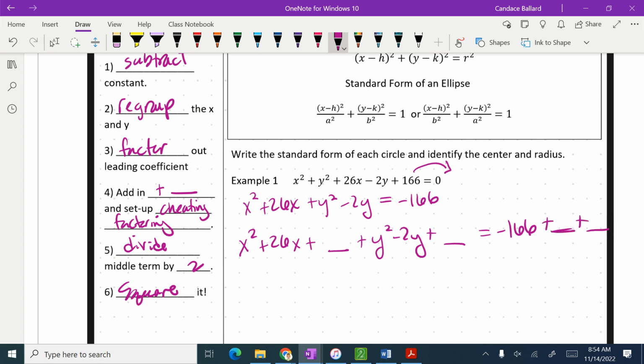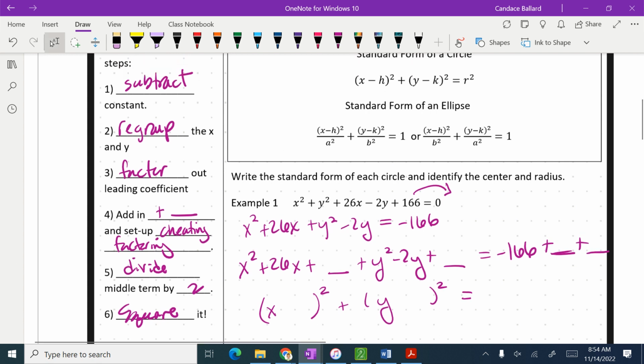Okay? Okay, I'm going to set up the cheating factoring at the same time. So I have x something squared plus y something squared equals something. Do you see how we're starting to create this form right here that we need? That's how we're creating it, with completing the square. Okay, because that's the form we need in order to read the center and the radius.